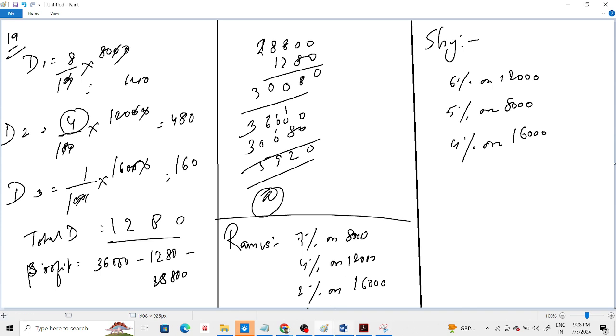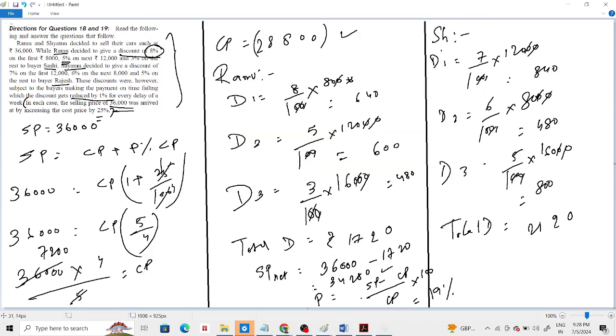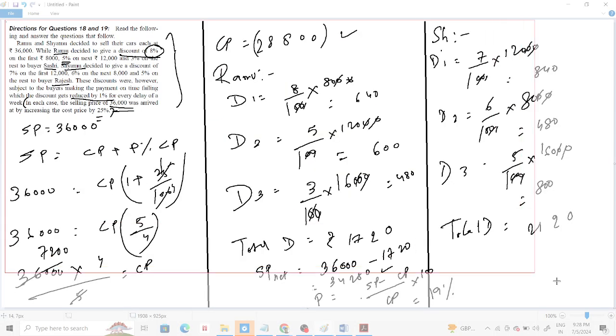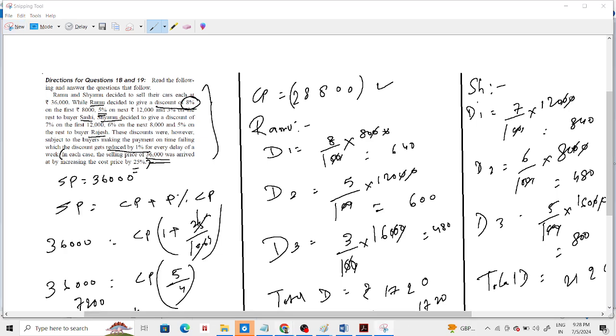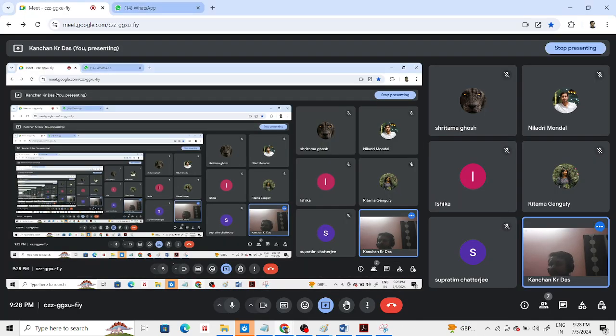Okay, I'm sending this. This is for direction questions. Okay, very popular in CAT, XAT, MAT. Shritama, complete this, okay, and let me know the answer.